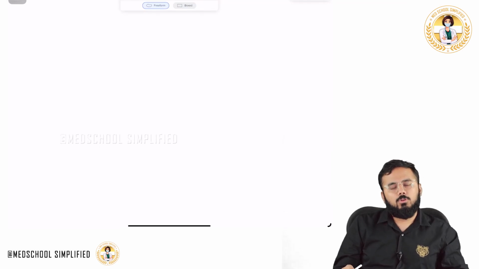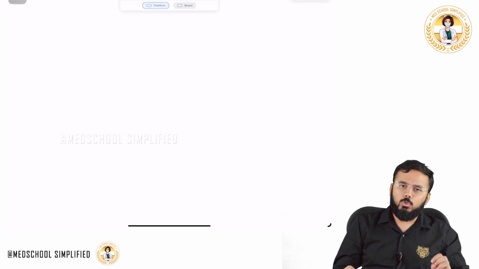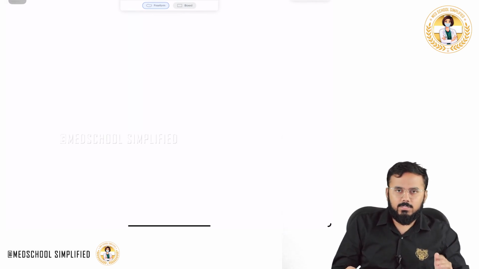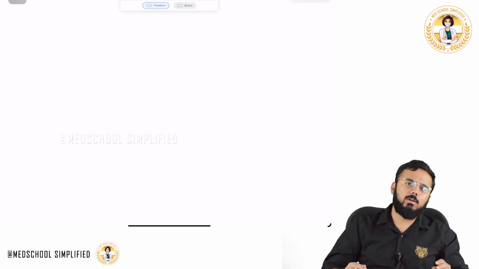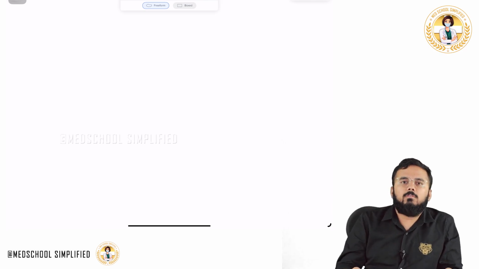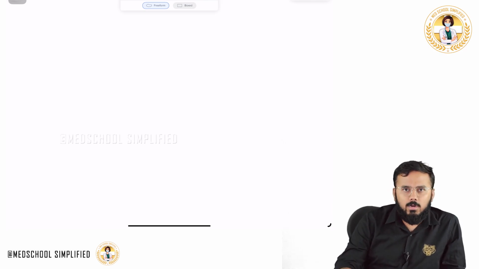Hello guys, so now we shall be discussing the posterior triangle. You know that the posterior triangle is different from the anterior triangle. We have discussed the anterior triangle. Now within the posterior triangle there are two more triangles. One is called the occipital triangle, another one is called the supraclavicular triangle.